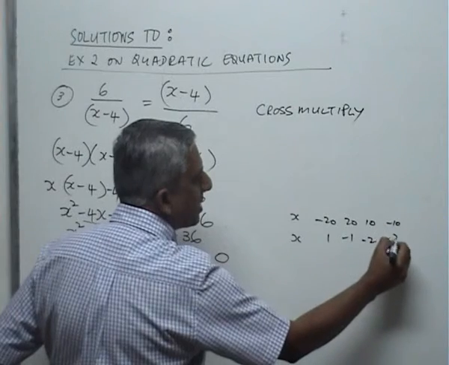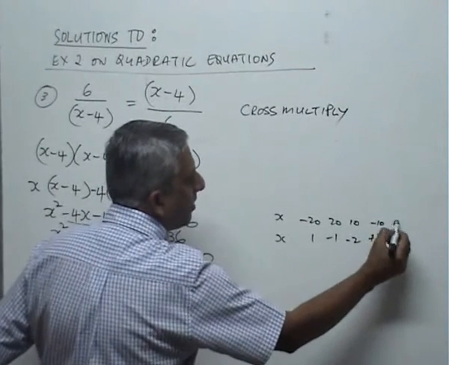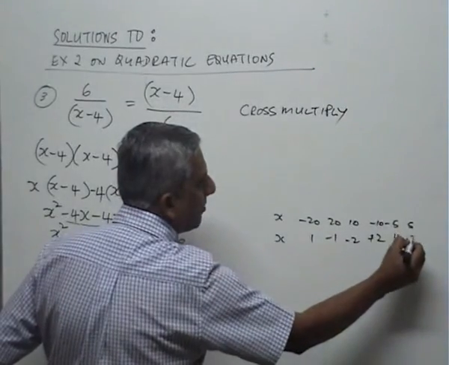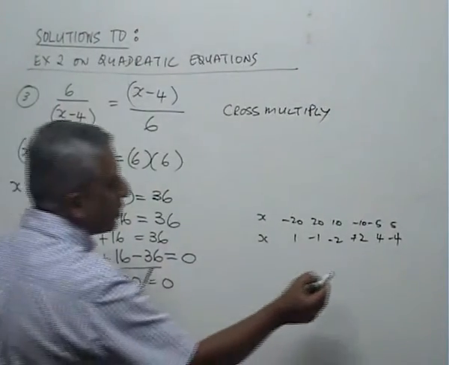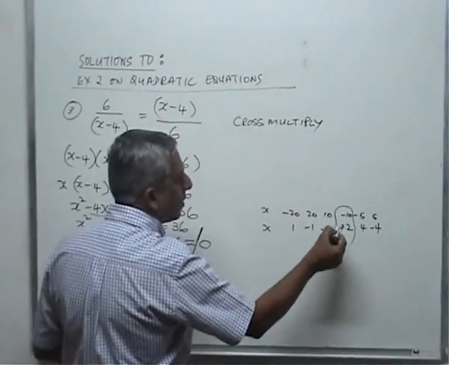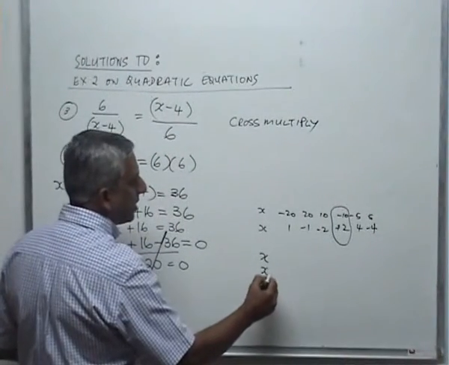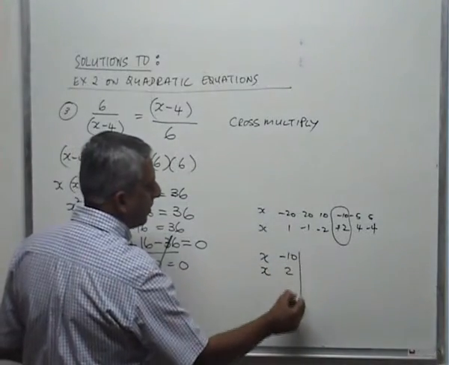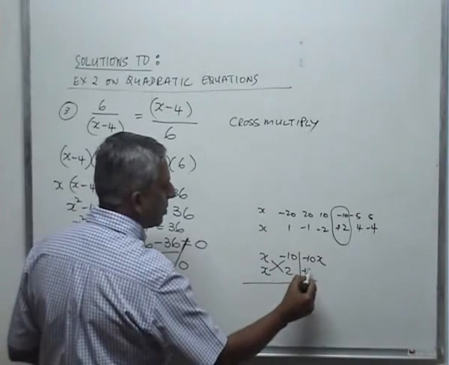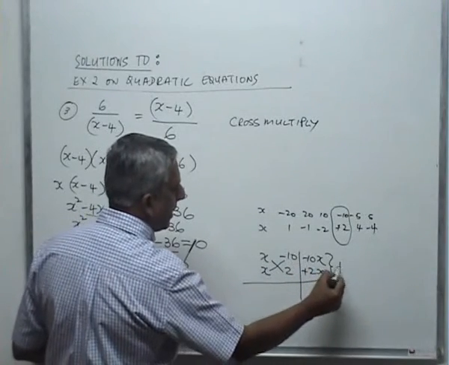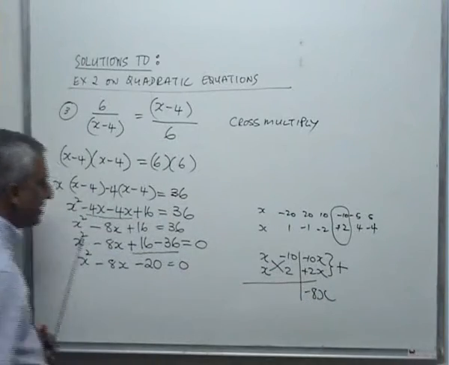Minus 10 and 2, or it could be minus 5 and 4, or it could be 5 and minus 4. Could be any one of them. You're looking for 8, you're looking for minus 8. I'm sure you're spotting that there. So you got that x and x, and you got minus 10 and 2, and then that gives you minus 10x, that gives you plus 2x, add them up, you get minus 8x.